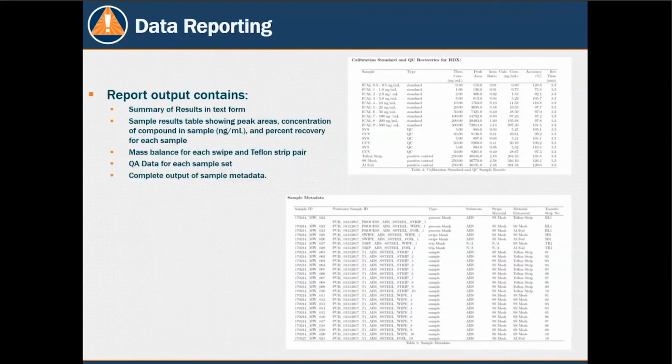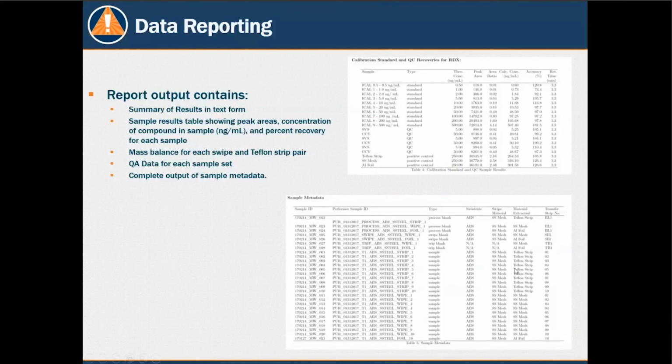Yeah, so then each report contained kind of a summary of results in text form. We would type that up manually. A summary of results table showing peak areas and concentration. That's the top right there. The mass balance for each swipe and Teflon strip, that was on the previous slide. The QA data for each sample set, so were there hits in the blanks, what was the extraction efficiency if there were any spikes included, and then a complete output of all the sample metadata included in each sample set, and that's that bottom right insert there.